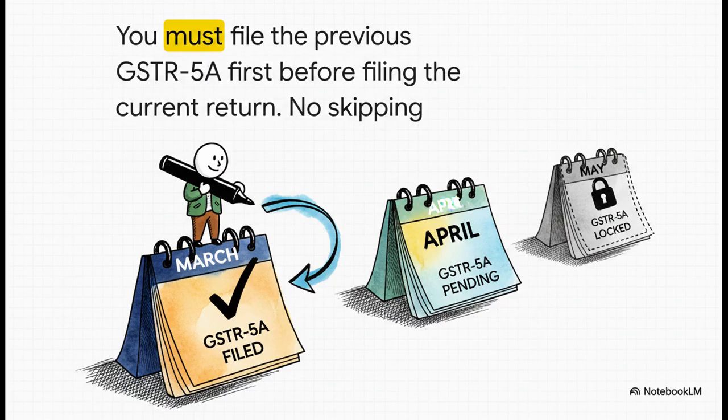Here's another rule you can't bend. You have to file in order. The portal will not let you file for, say, April if you haven't filed for March yet. You've got to clear the backlog first. It's a strict one after the other system.